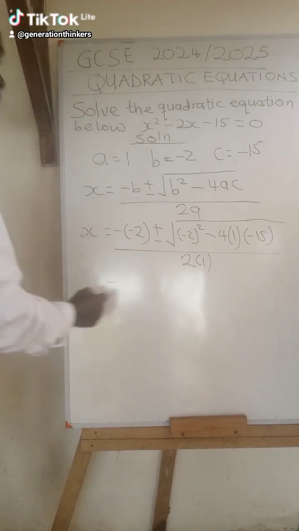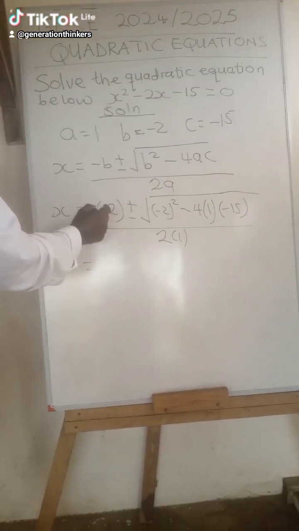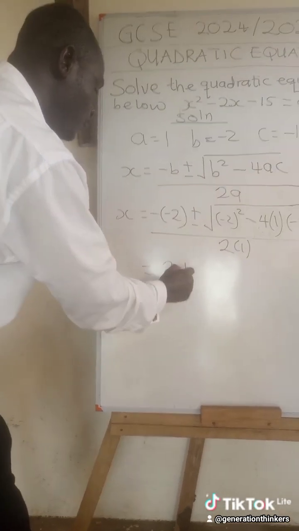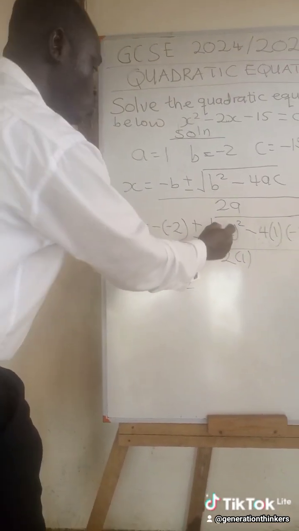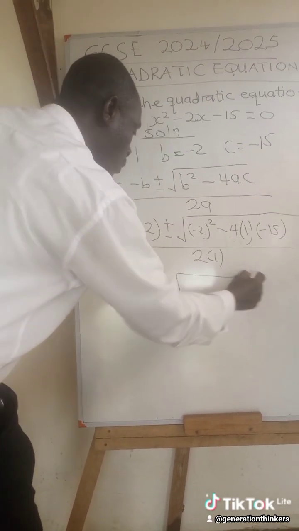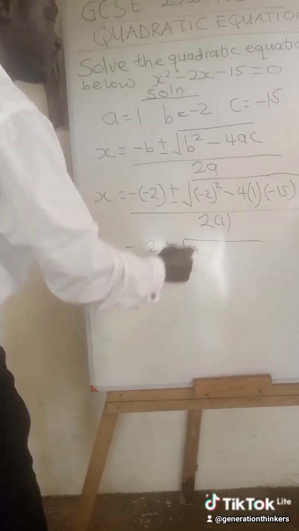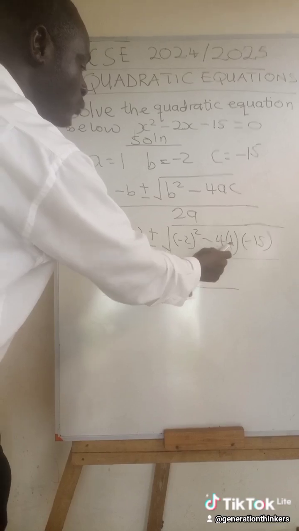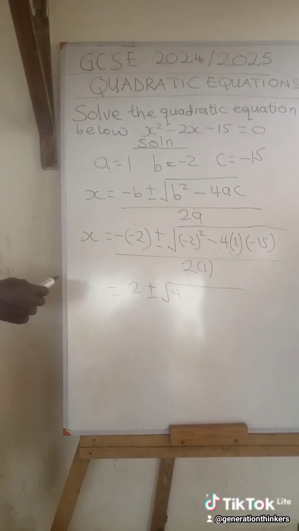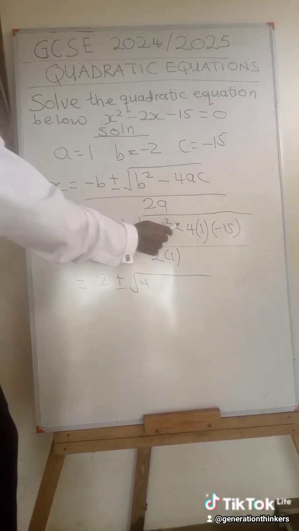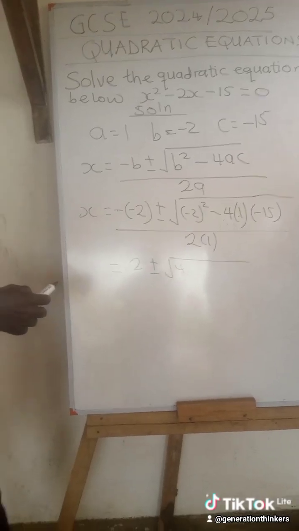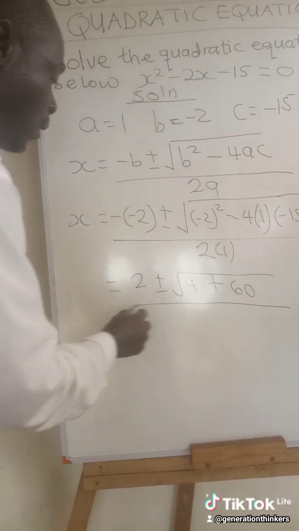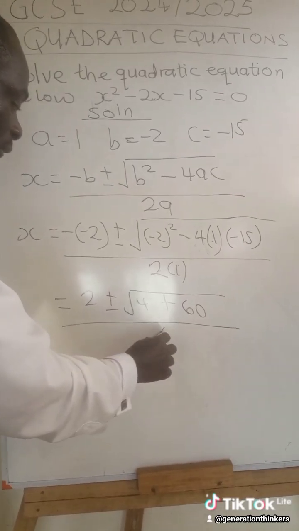The next step, we will simplify. So negative times negative 2 will give us positive 2, plus or minus 2 squared will give us 4. Then we have 4 times 1 times negative 15 will give us negative 60. But negative times negative will give us what? Positive 60. So you can have plus 60 here, all over 2 times 1, which will give us 2.